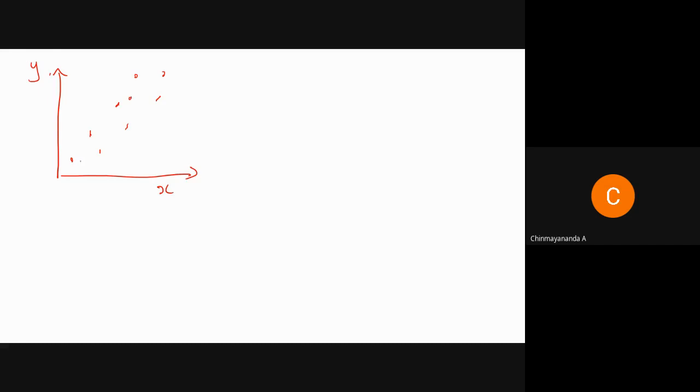So the job is to fit a line so that the vertical distances, if you square the distance squared, so let us say this is e_i, this is y_i, and this is the least squares fit for this data. So this was what was done by Gauss, correct? So this is linear least squares.